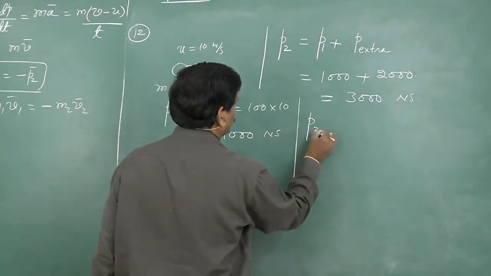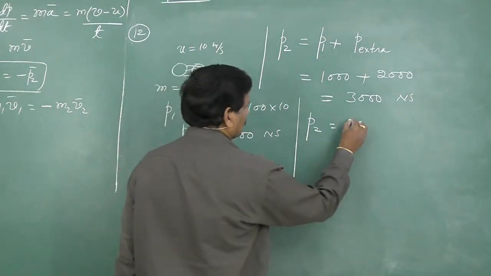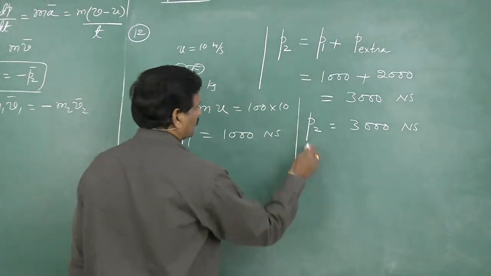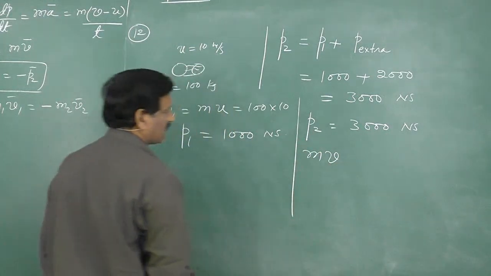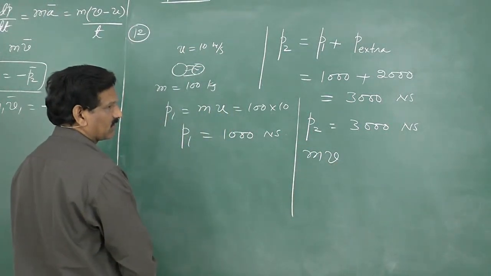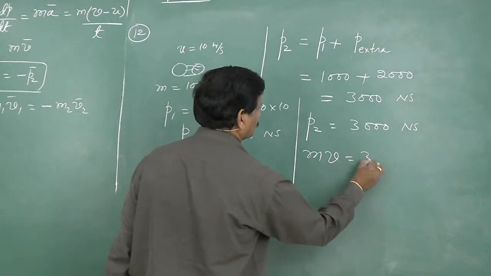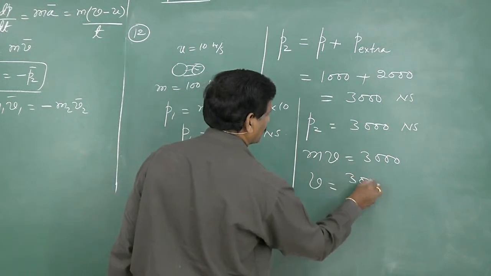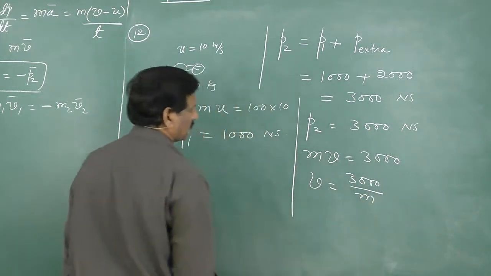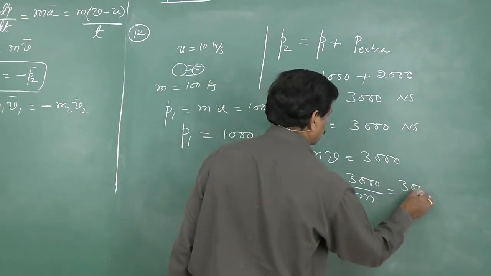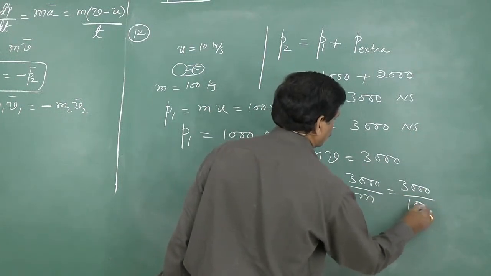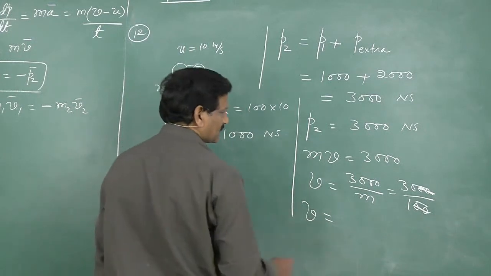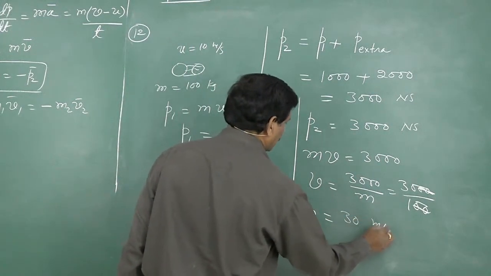So P2, the final momentum, is 3000 Newton second, but P2 is equal to mass into final velocity, mv equal to 3000. So v is equal to 3000 by mass, and mass is 100. Then the final or new velocity is 30 meter per second.